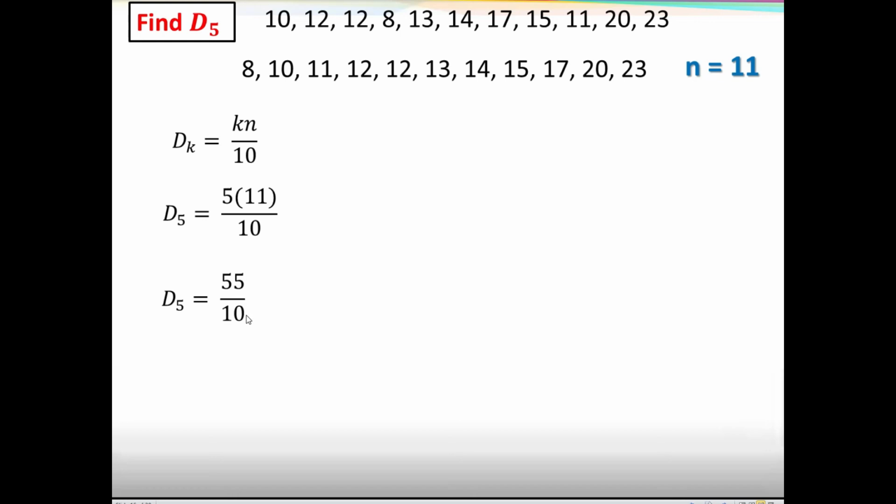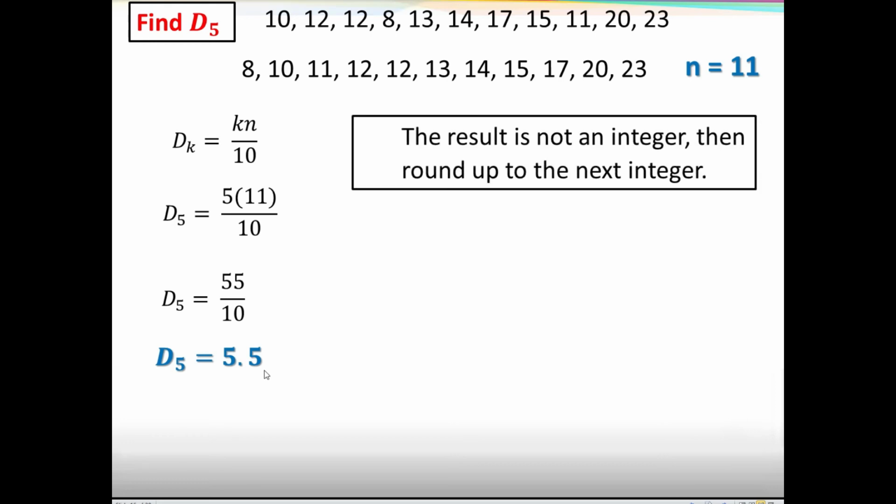Next, divide 55 by 10. So 55 divided by 10 is equal to 5.5. 5.5, as we all know, is not an integer. It is a decimal number. So we need to apply our first case or condition. The result is not an integer. Then, round up to the next integer.